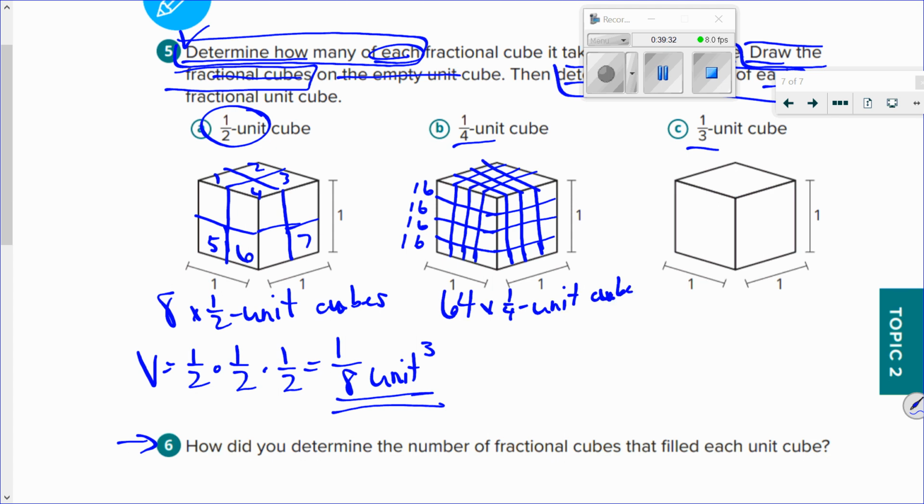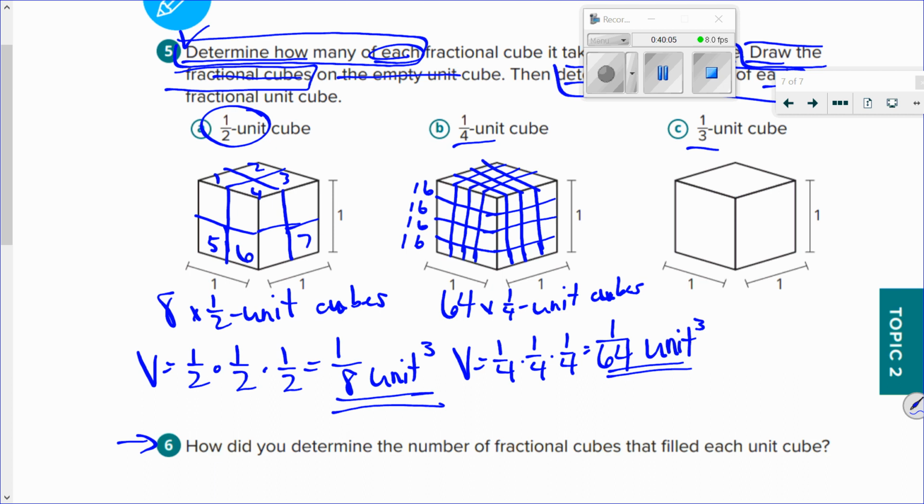Yes. So my volume is 1/4 times 1/4 times 1/4. So 1 times 1 times 1 is 1. 4 times 4 is 16. 16 times 4 is 64. And again, they didn't give us units, so we'll just use the basic of cubic units. So each one little cube has a volume of 1/64 cubic units.